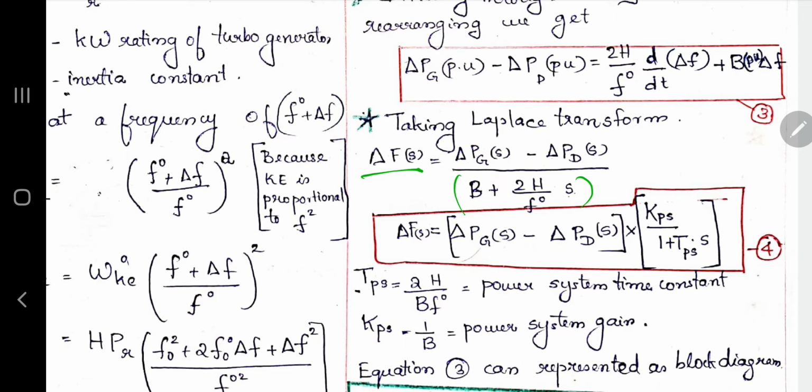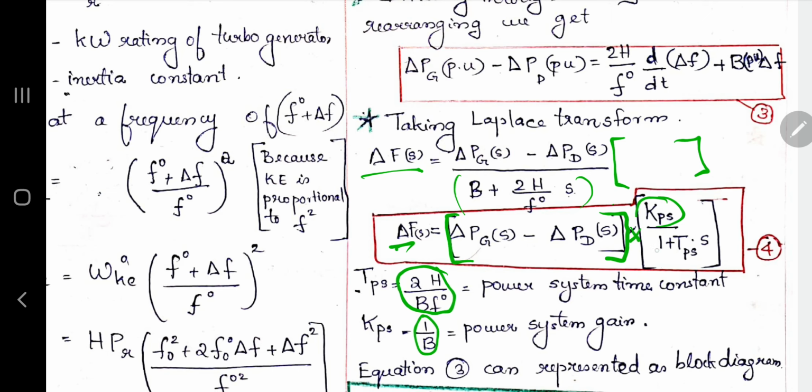Using this Laplace transform, we make the transfer function model. So ΔF(S) is equal to this value into the input section, where this becomes the input side and this is the output side, and this will be the transfer function. The transfer function will be Kps divided by 1 plus Tps into S, where Kps, since we have already taken B outside, becomes 1/B, and in the denominator Tps, the time constant, is 2H/(B F0).